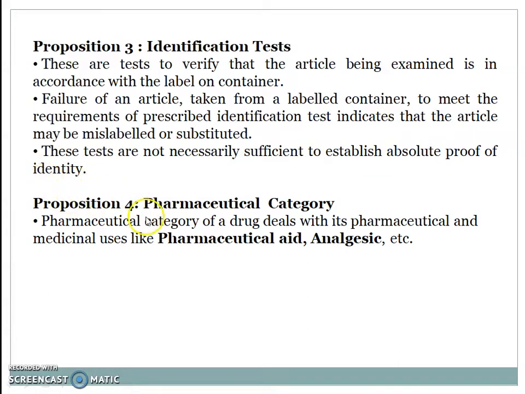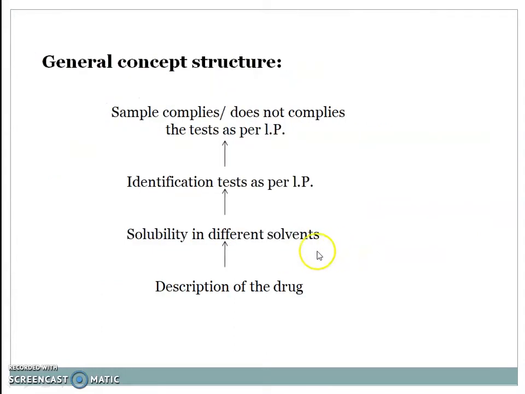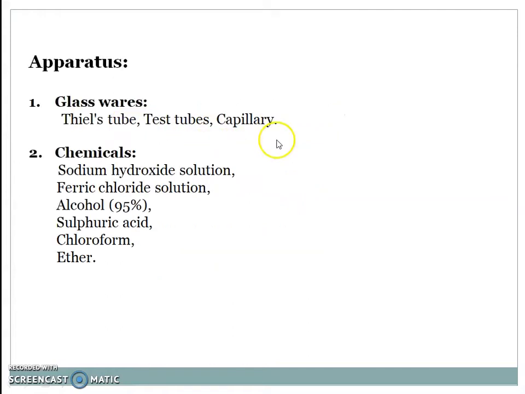Then proposition 4, pharmaceutical category. Pharmaceutical category of the drug deals with its pharmaceutical and medicinal uses like pharmaceutical aid and analgesic. General concept structure: first, description of test or drug, then solubility in different solvent, identification test as per IP, sample complies or does not comply the test as per IP.